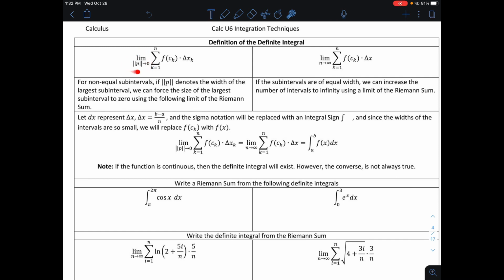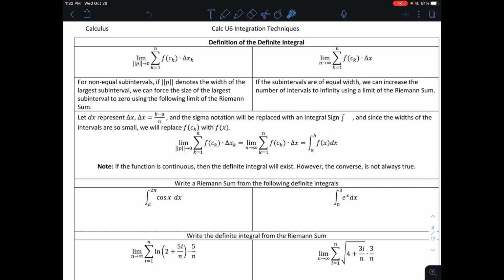Sometimes you'll see this limit notation written, but the limit on the left is the same thing as the limit on the right-hand side. The right-hand one, the limit as n approaches infinity, is the most common one that you'll see, and that's the one we're going to use. So as I increase the number of rectangles I'm using for my approximation, that approximation as n approaches infinity is equal to the definite integral from a to b of f of x dx.